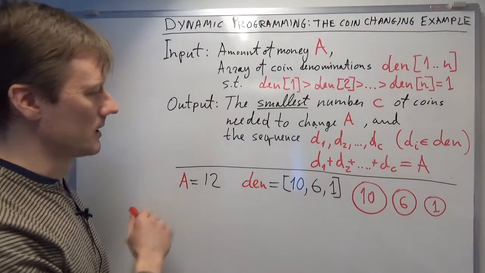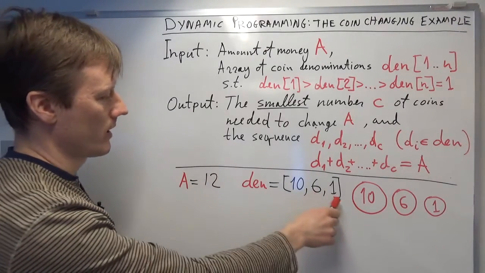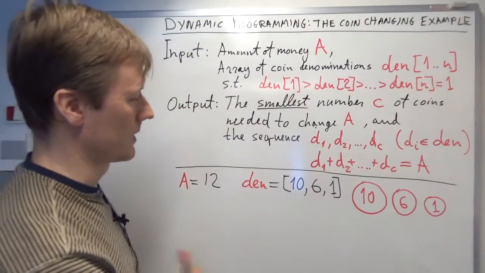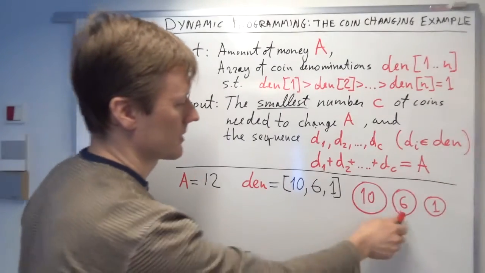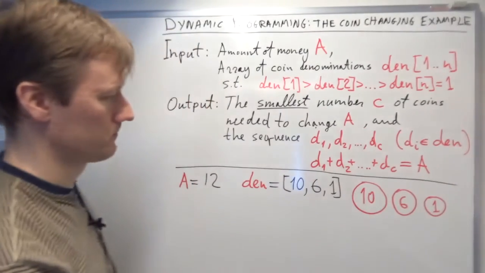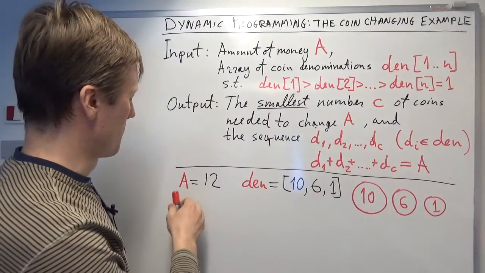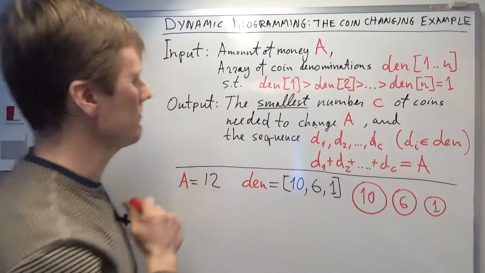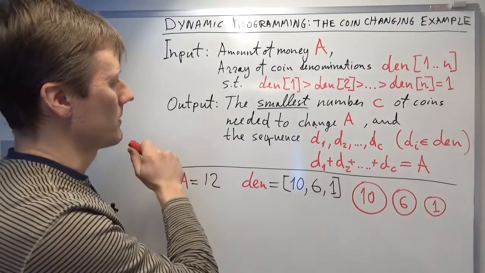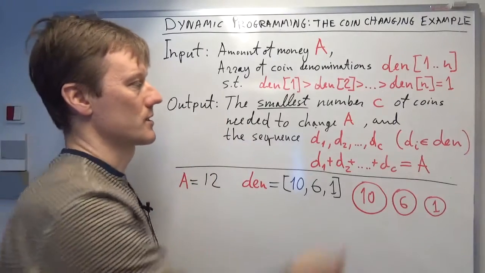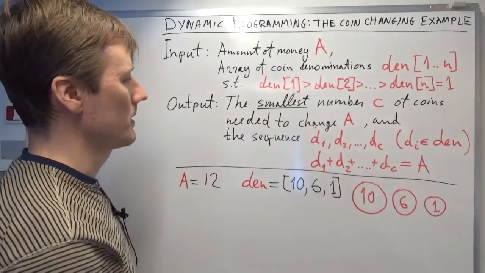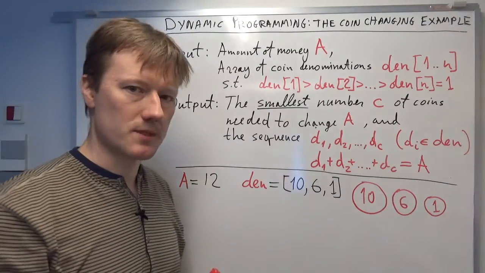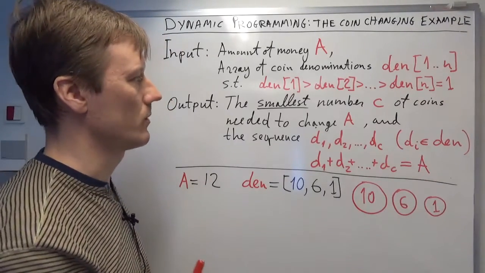So for example, let's say we have a country where there are only these three coins available. There is a 10 krona coin, 6 krona coin, and 1 krona coin. And let's say we want to change 12 krona. The output of the problem is the smallest number of coins you have to use if you want to change amount A. So as always in these optimization problems, there are two things we want to find.